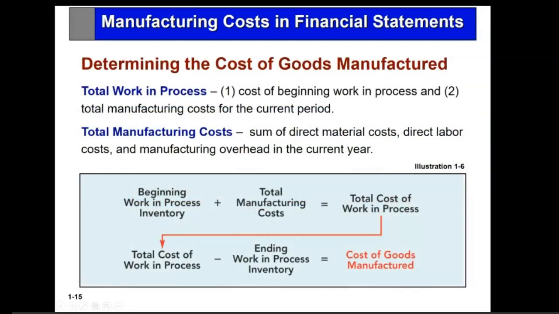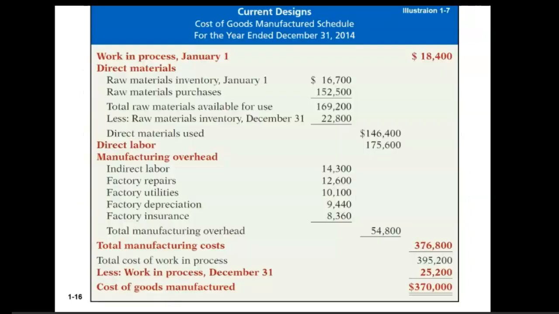So in a manufacturing company, we start off with beginning work in process. We add the total manufacturing costs, which is direct material, direct labor, and overhead. And that gives us the total cost of the work that's on the shop floor, called in process. Then we simply determine at the end of the accounting period how much is left unfinished. We subtract that, and we have the cost of goods manufactured.